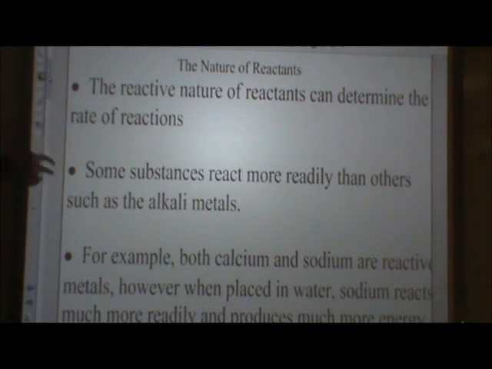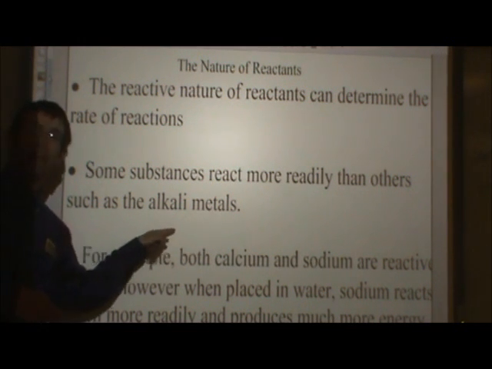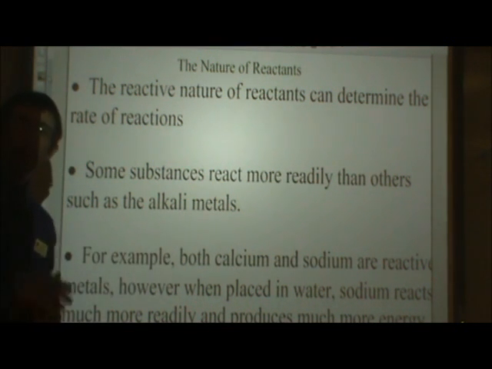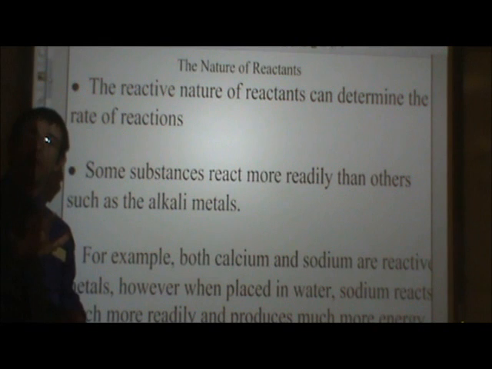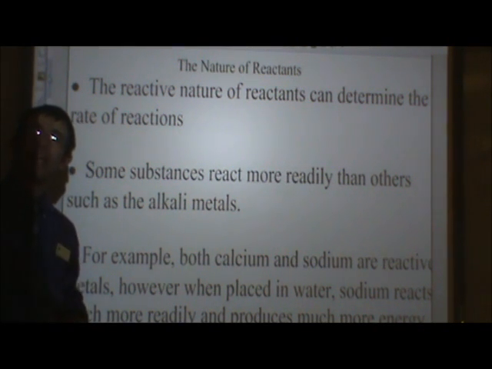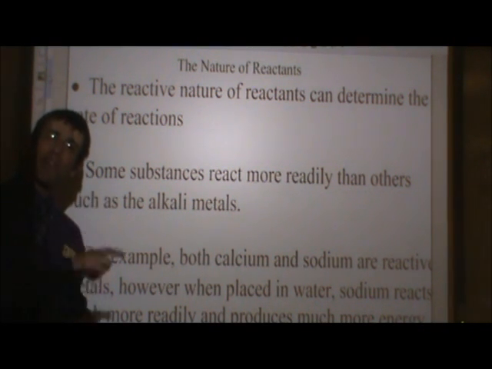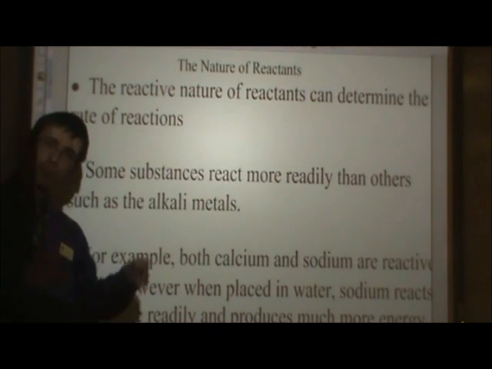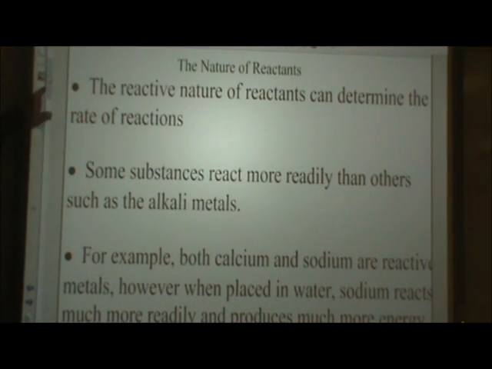Some substances react more readily than others. Alkali metals. Uh-oh, we're going back to first semester here. Remember, alkali metals are the most reactive metals on the periodic table? Sodium, potassium. Those are the ones that have that one valence electron. You throw it in the water, it blows up. So those are very quick.